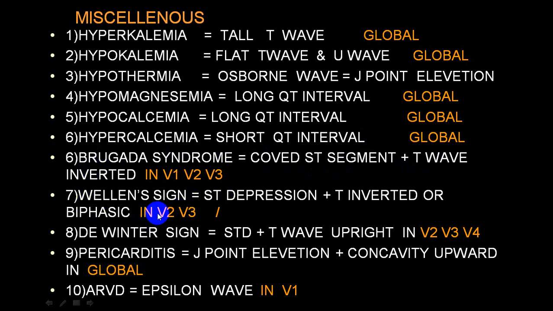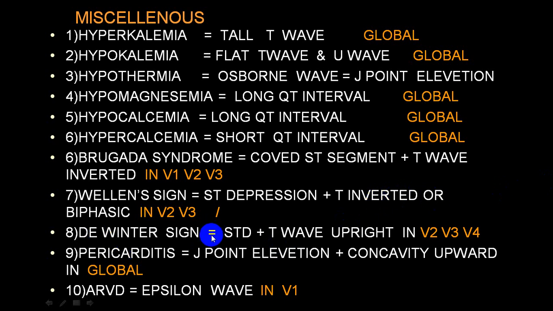In Wellens sign, in V1, V2, V3, mainly in V2 and V3, you will have ST depression with T wave inverted or T wave biphasic. We call this Wellens sign in V2, V3. It is characteristic of LMC occlusion or a proximal LAD occlusion. There are two, ideally three, types of Wellens sign. In type 1, you will have a biphasic T wave, and in type 2, or type B, you will have a T wave inverted only, which is a symmetrical and somewhat deep inversion.